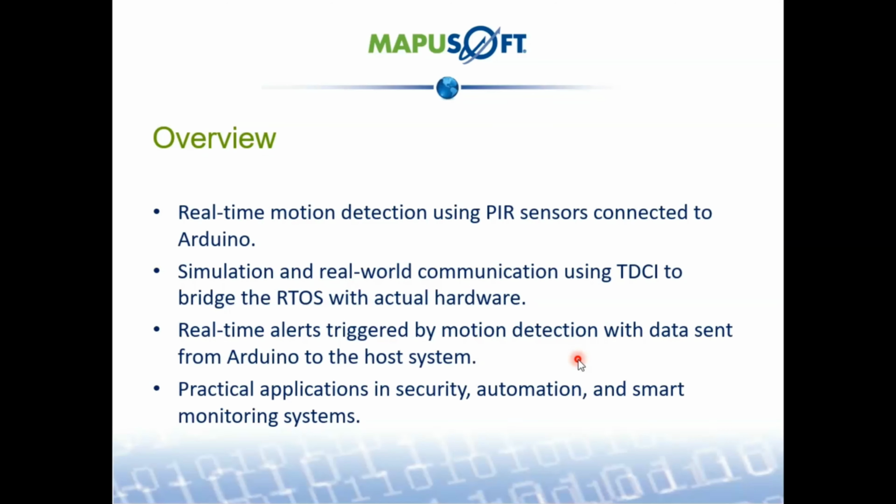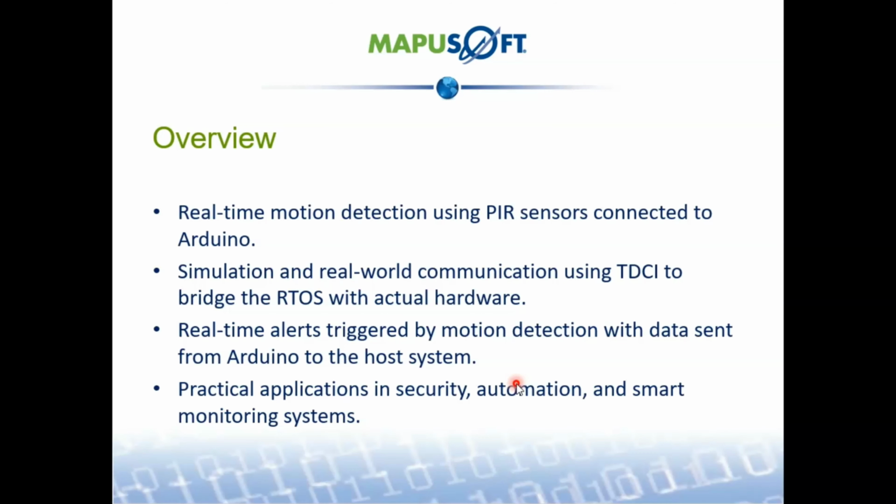So let's see the overview of the project. This project uses an Arduino with a PIR sensor to detect motion. When motion is detected, TDCA enables the simulated environment to control real hardware in real time, allowing the system to open a door using a servo motor. The main objective is to create a reliable, responsive motion detection system that uses the TDCA framework for effective security and automation. So let's see what components we are using here.